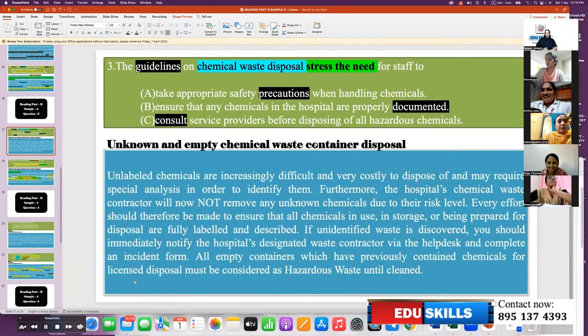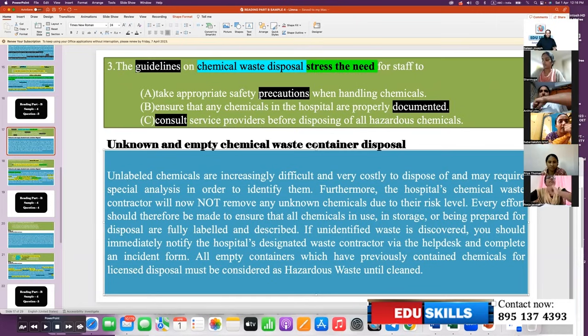Unlabeled chemicals are increasingly difficult and very costly to dispose of and may require special analysis in order to identify them. Furthermore, the hospital's chemical waste contractor will now not remove any unknown chemicals due to their risk level. Every effort should therefore be made to ensure that all chemicals in use, in storage, or being prepared for disposal are fully labeled and described. If unidentified waste is discovered, you should immediately notify the hospital's designated waste contractor via the help desk and complete an incident form. All empty containers which have previously contained chemicals for licensed disposal must be considered as hazardous waste until cleaned. Okay, now precautions, documentation, and consultation.